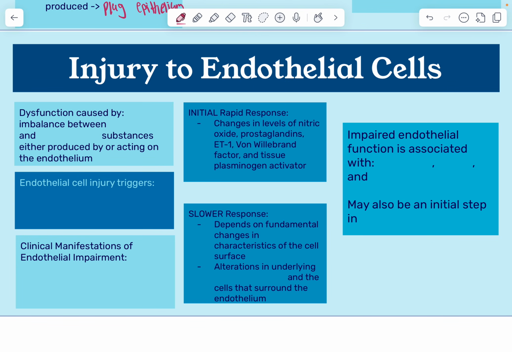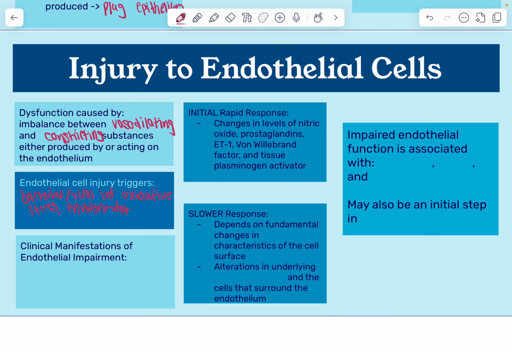Injury to endothelial cells is caused by an imbalance between vasodilating and constricting substances that are either produced by or act on the endothelium. And some of the triggers for endothelial cell injuries include bacterial or viral infection, oxidative stress, and environmental irritants.